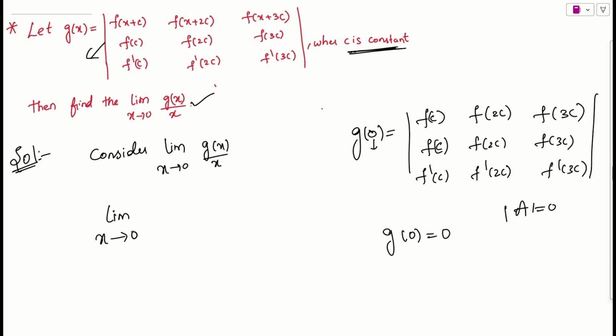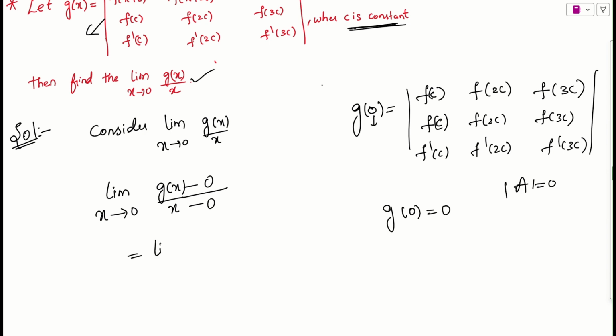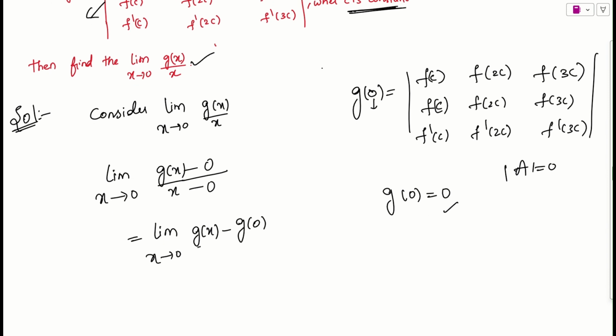And why limit x tends to 0. If you have g of x by x, can I write this as g of x minus 0 by x? Nothing will be affected. Simply, I can rewrite this as limit x tends to 0 of g of x, and in place of 0, I can take g of 0, because g of 0 is 0. I'm applying this only for the numerator, not the denominator.